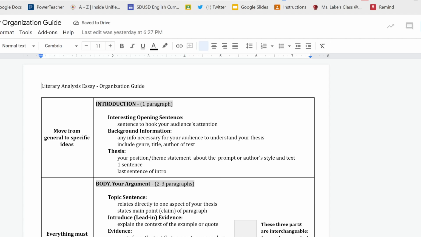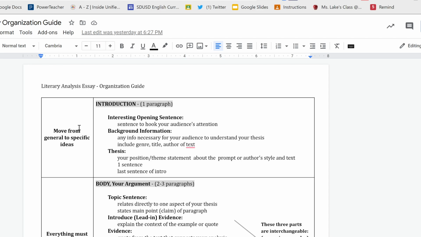The introduction to an essay should begin with an interesting opening sentence that hooks the reader's attention. It should be general, but related to the poem and topic you are going to present in your thesis.